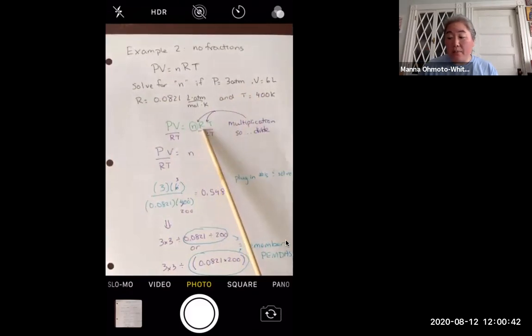So I'm trying to isolate for n. So I need to get rid of R and T. It's multiplied by R and T. Remember that if I'm just saying nRT, I'm multiplying those numbers. So in order to get rid of them, I need to divide both sides by R and T, and I get n is equal to PV over RT. Now I can just plug in the numbers. P is 3 atmospheres, V is 6 liters, R is 0.0821, and T is 400. And at this point, I can start to look for things that I can cross out. I can reduce 6 over 400 to 3 over 200, and then I plug and chug.